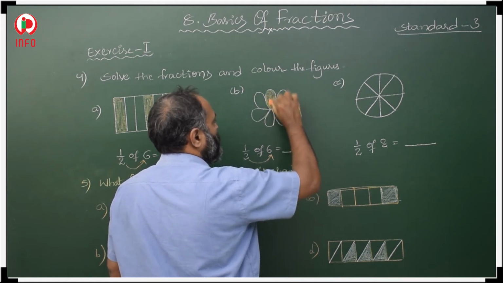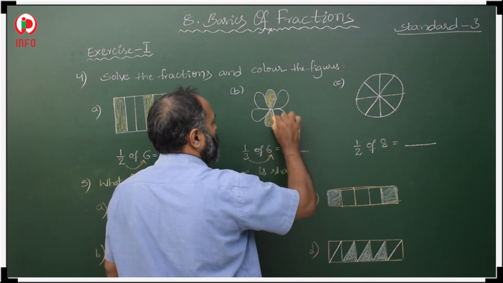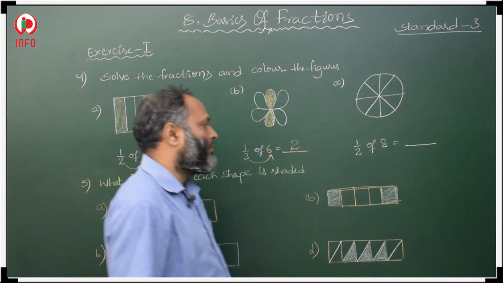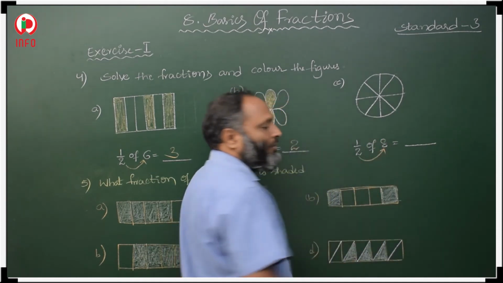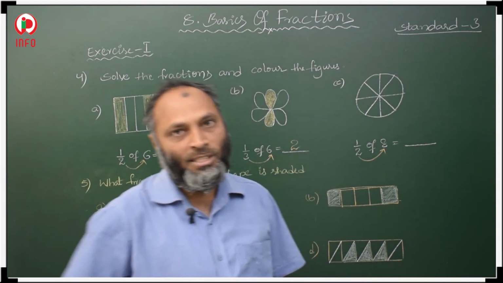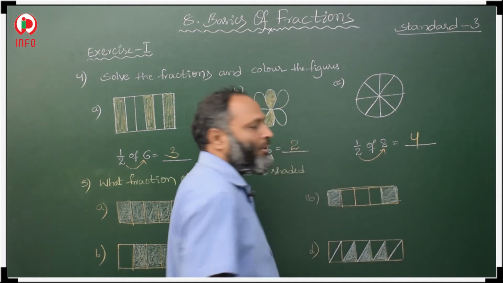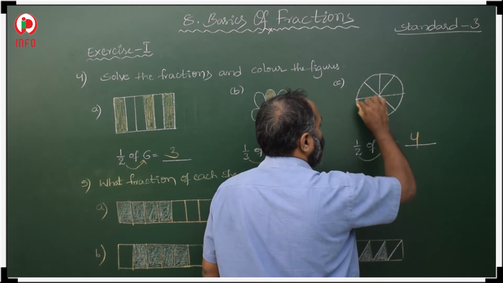This is the first portion. This is the second portion. Two portions we have to shade. Now half of 8. It means in the 2 table we have to check when you will get this 8. 2 1s are 2, 2 2s are 4, 2 3s are 6, 2 4s are 8, so here 4. It means 4 parts we have to shade. Any 4 equal parts we have to shade.